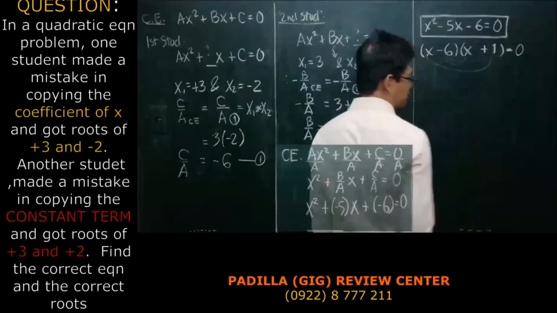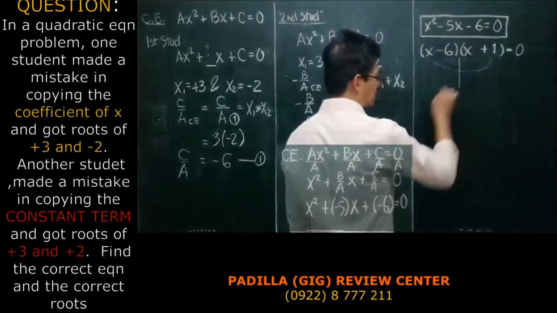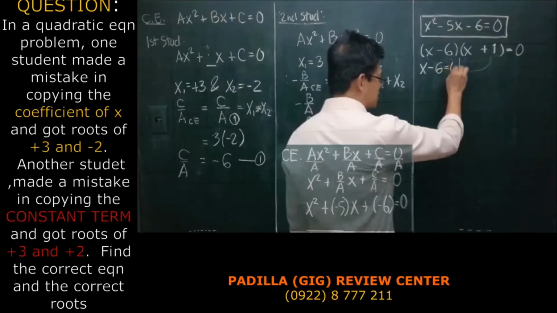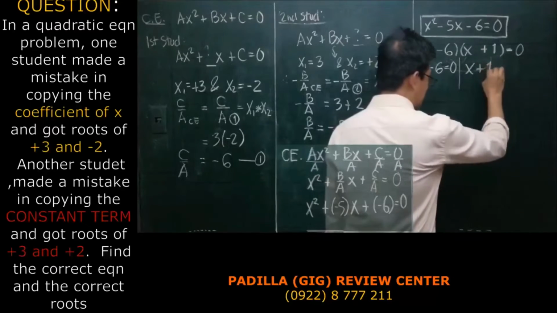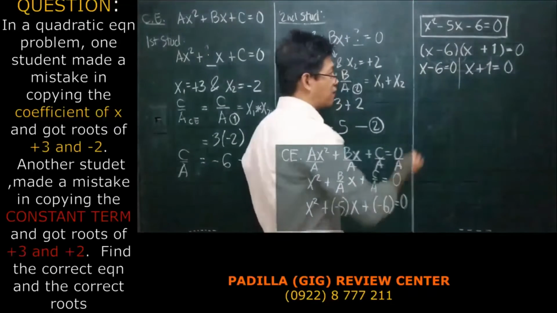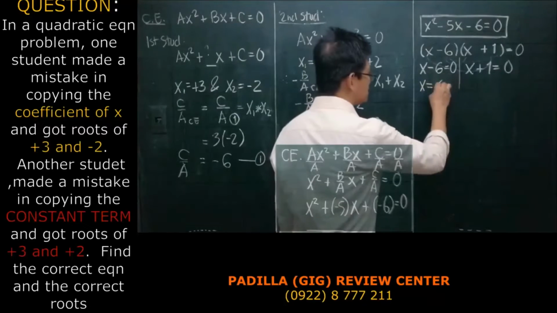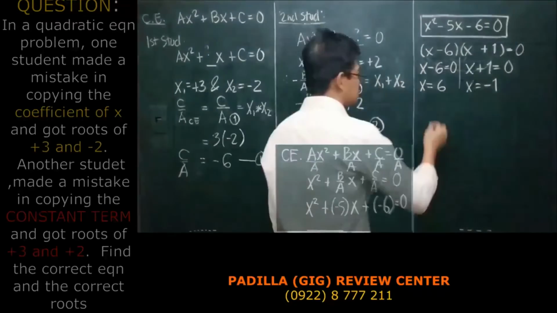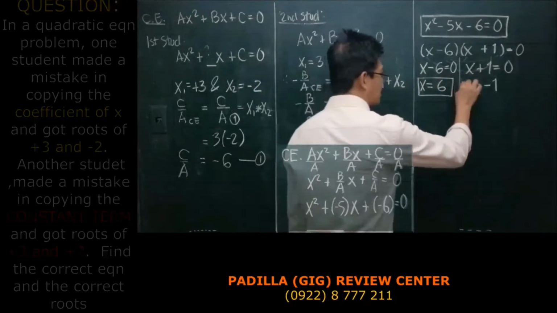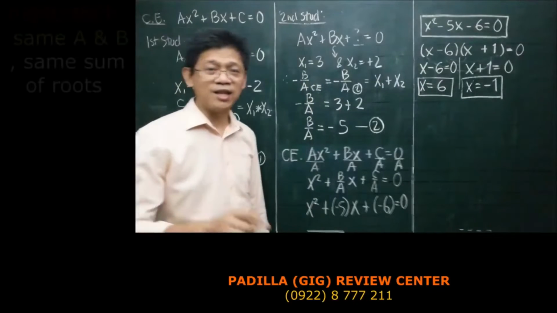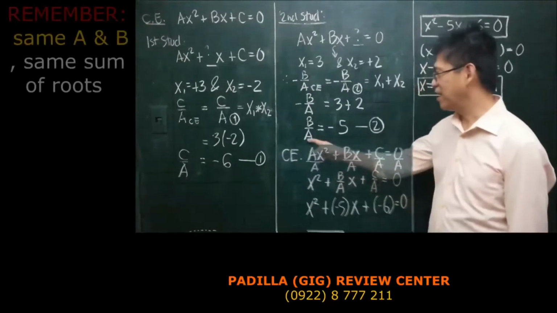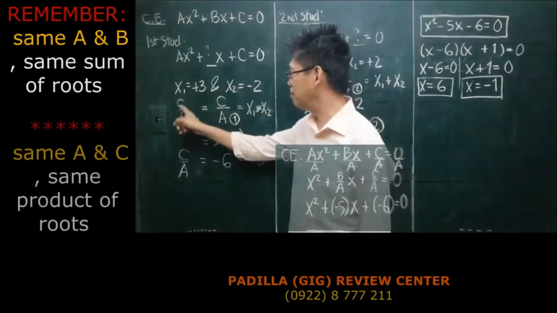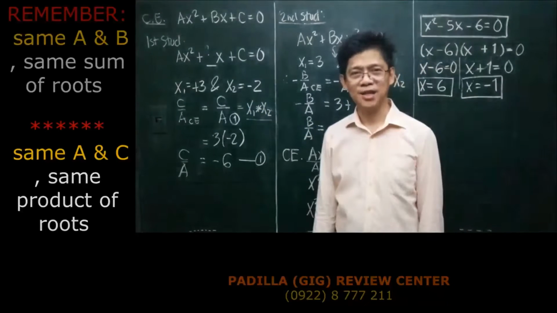So this times this is equal to 0. You multiply them, equals 0, so each must be equated to 0. X minus 6 is 0. X plus 1 is 0. So therefore you have x equals 6 and x equals minus 1. So the correct roots are 6 and minus 1. So ang tatandaan nyo, if a and b are the same, the sum of roots are the same. If A and C are the same, the product of roots are the same.